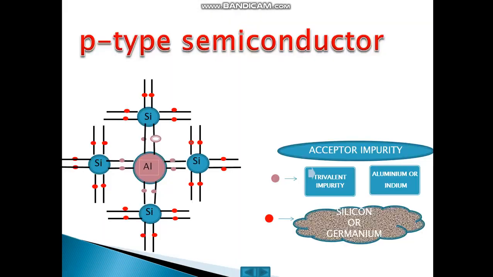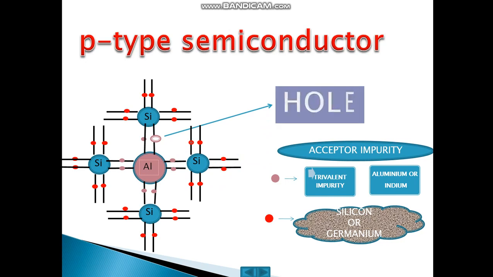Now let us see the P-type semiconductor. Here one of the silicon atoms shown is replaced by a trivalent impurity, either aluminium or indium. There is one less electron. This absence of an electron is what is known as a hole. That is a positive charge. Conduction is due to these holes which can accept an electron, hence it is known as the acceptor impurity.